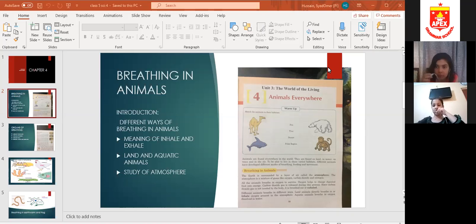Teacher, aquatic animals, fishes, turtles, frogs. Yes, frogs. These are all aquatic animals. So this is alligator, good. So this is the difference between land and aquatic animals. Okay, now open the next page of your books.